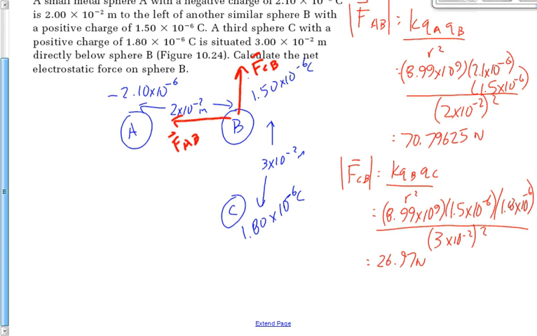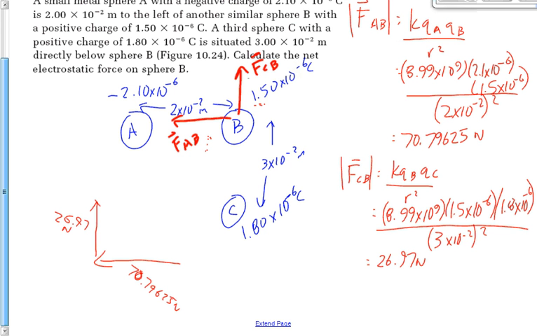And how do we do that? It's a physics 20 problem, right? How do we do that? Vector diagram, right. We've got a force to the left that's 70.79 newtons. We know that it's to the left because that's the way we drew it in our free body diagram. We've got a force upwards that's 26.97. We know that it's upwards because that's the way we drew it in our free body diagram.